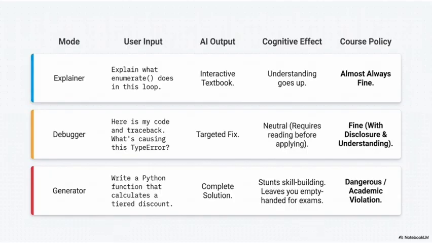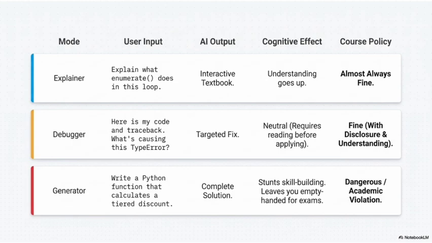This table maps three AI usage modes to their cognitive effect and course policy. Use it to guide every AI interaction in this course. Explainer mode: you ask the AI to explain what enumerate does in a loop. The output is an interactive textbook. Understanding goes up. This is almost always fine.